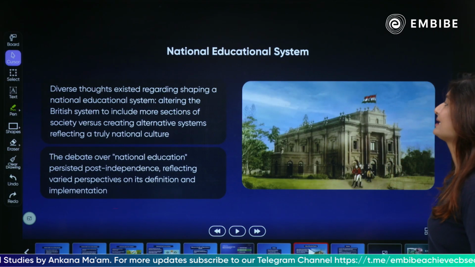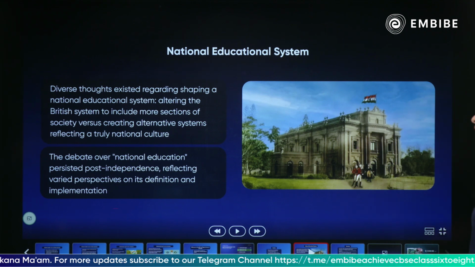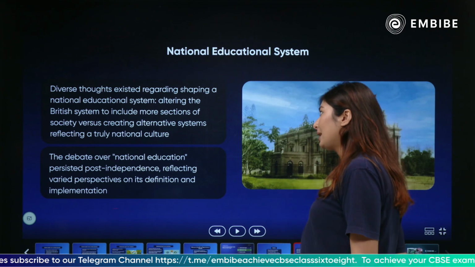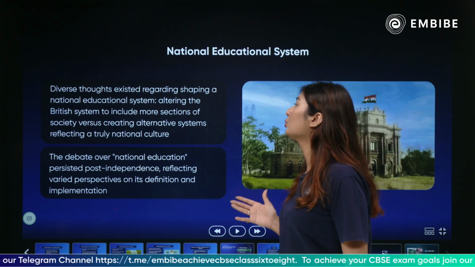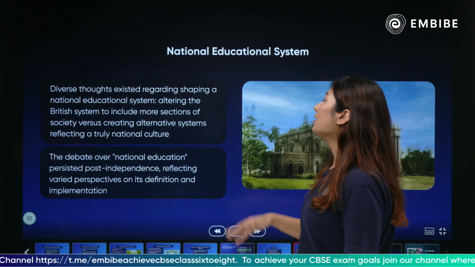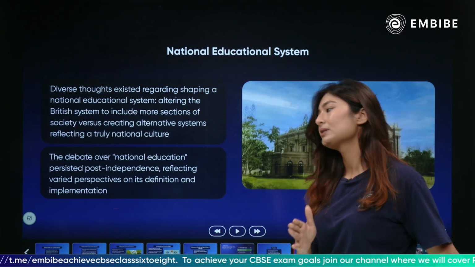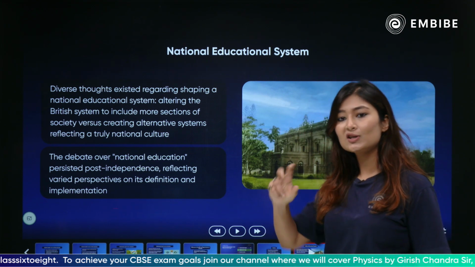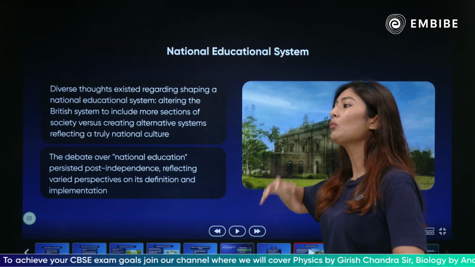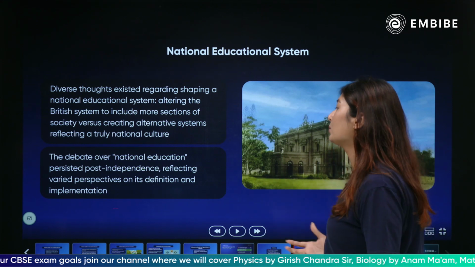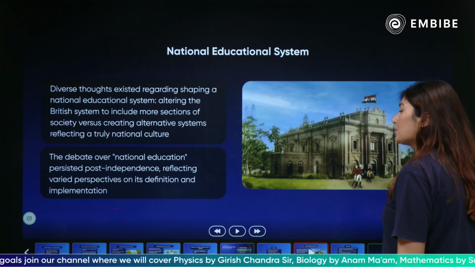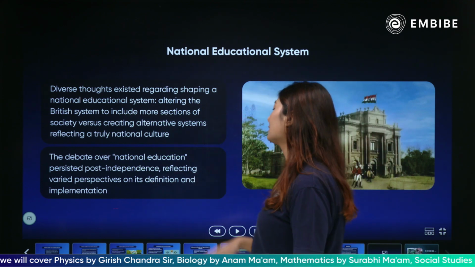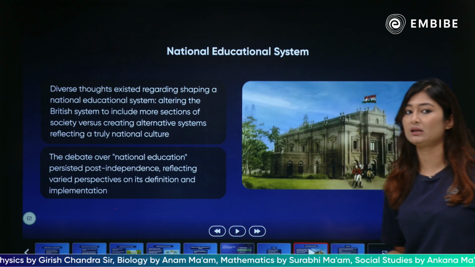Okay. So, we see that the national education system was diverse, had different thoughts in different shapes, altering the British system to include more sections of society as they were not doing that earlier, as they were restricted earlier, with alternative systems reflecting the true culture. So, this was going to be a blend of the Western and Eastern, with more Eastern elements to it. And the debate over national education kept on happening even after independence, reflecting varied perspectives on its definition and implementation.